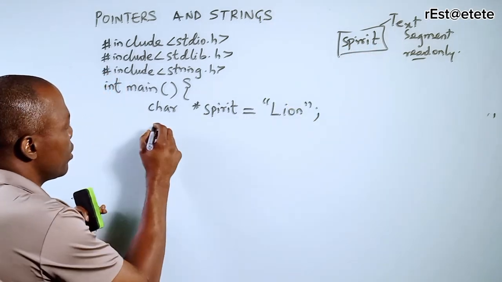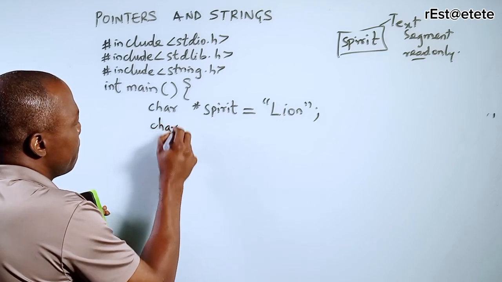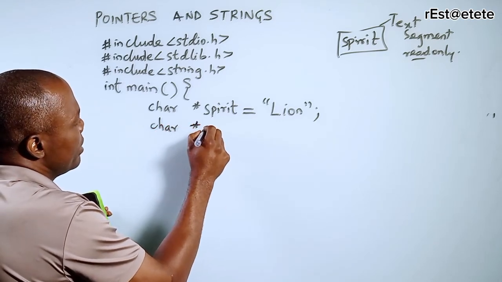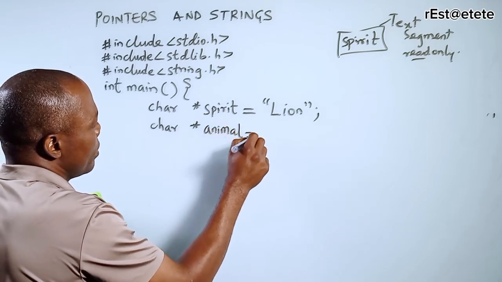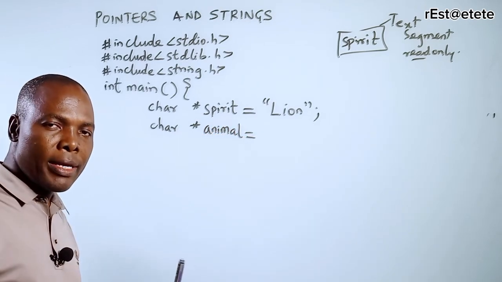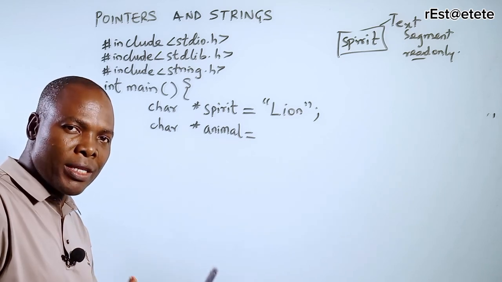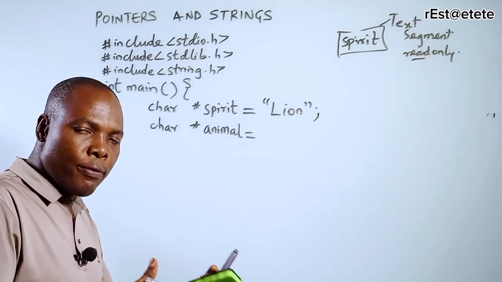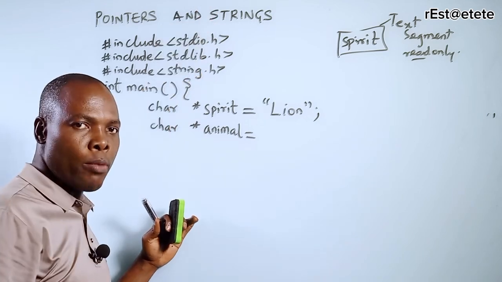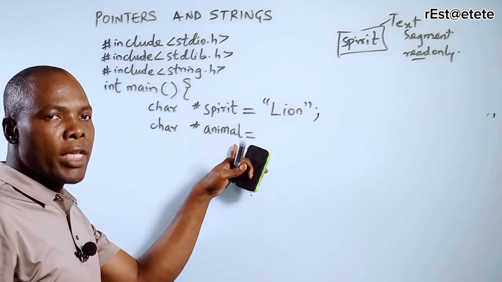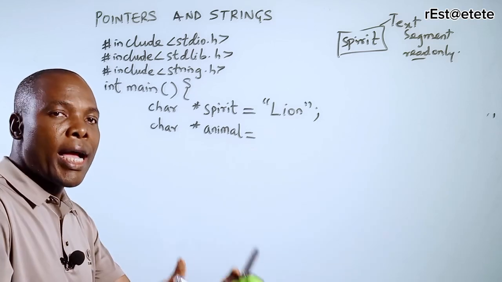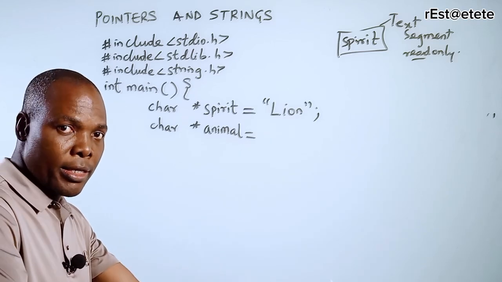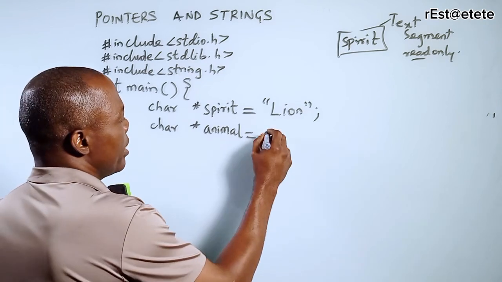So the next thing is what? Char, I will name this animal. So in the physical realm, there has to be a memory space created for that essence that you've seen to come down. So what we do here is to, at runtime, dynamically create a space, meaning the animal has been physically created. So that is what we are doing here.